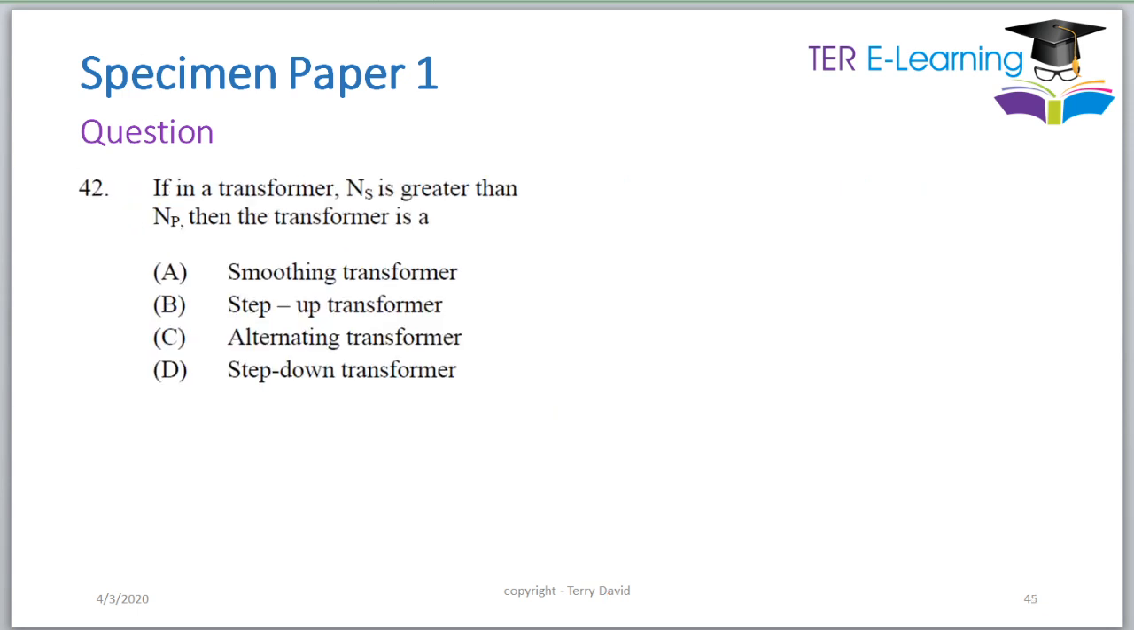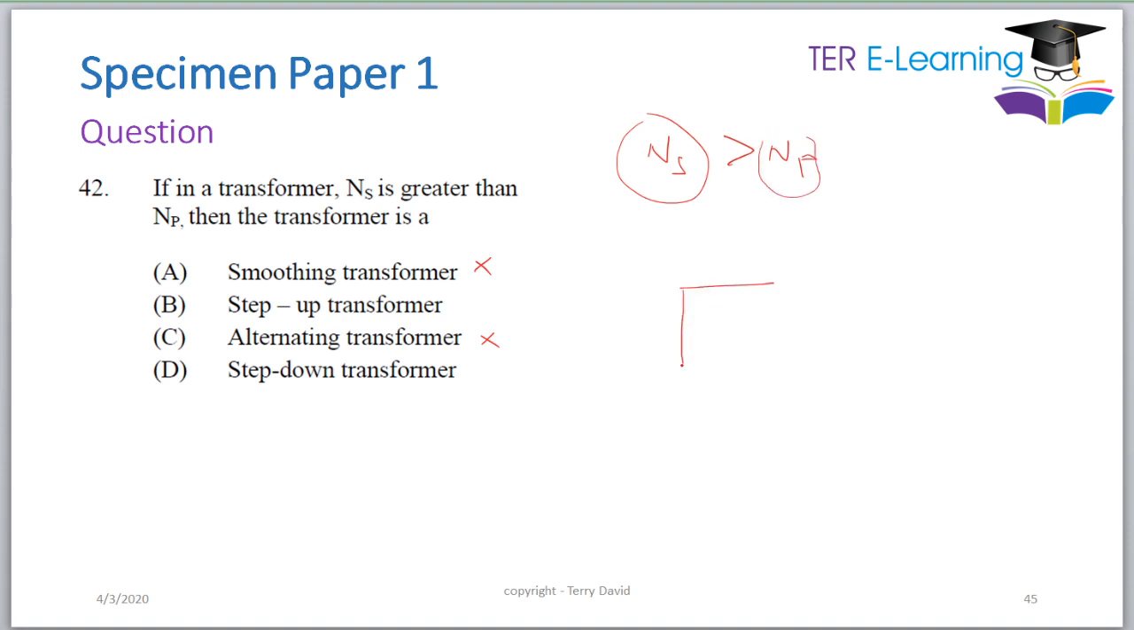Now, let's look at this next one here. In the transformer, NS is greater than NP, so my number of turns in my secondary is greater than my number of turns in my primary. Now, anytime the number of turns in your primary and secondary are different, it is either a step up or a step down transformer, right? So therefore, a smoothing transformer is wrong, an alternating transformer is wrong. So we're looking at step up or step down. Now, if we have more turns on my secondary, and I have less turns on my primary, right?